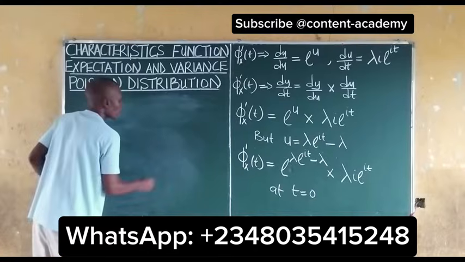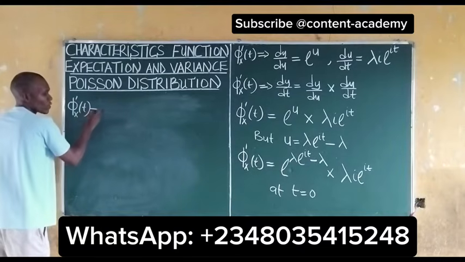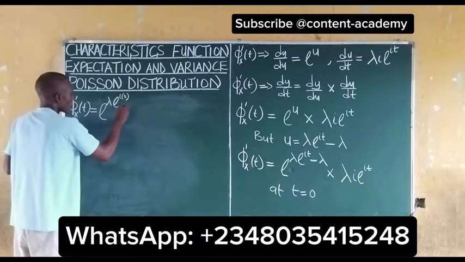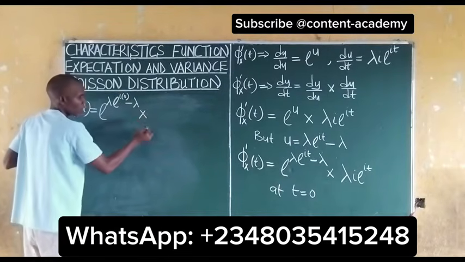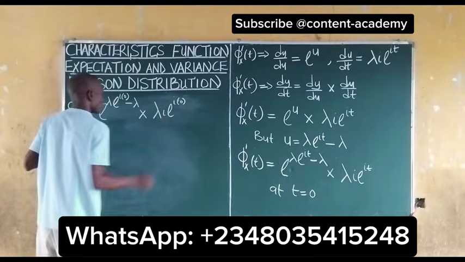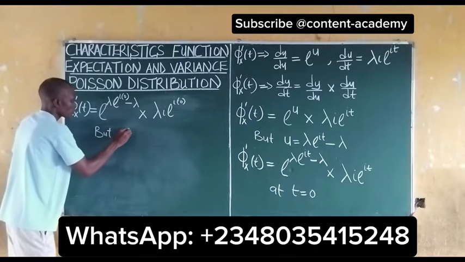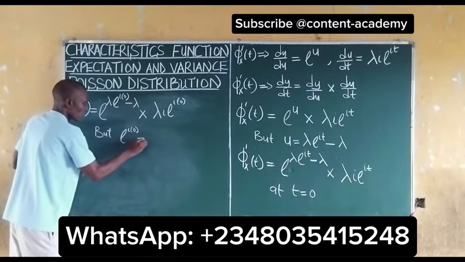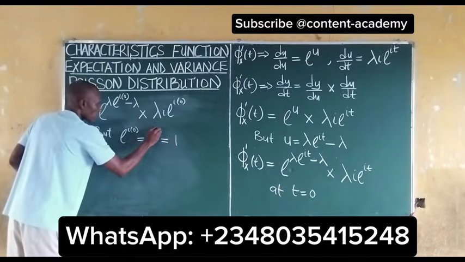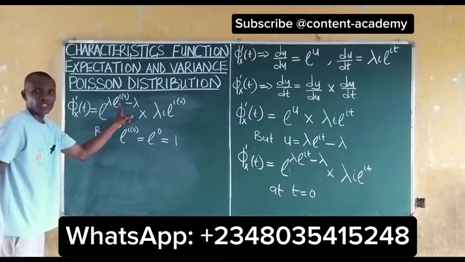So anywhere we see t, we put 0. It then means that our characteristic function will be equal to exponential of lambda exponential i0 minus lambda, multiplied by lambda i exponential i0. From indices, we note that exponential i0 is equal to exponential 0, and anything raised to the power of 0 is equal to 1.